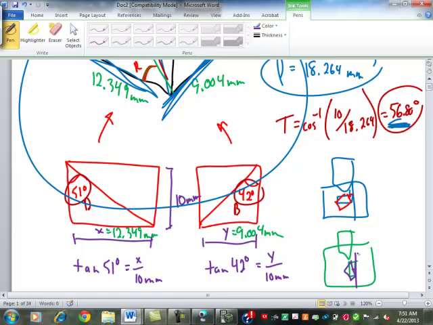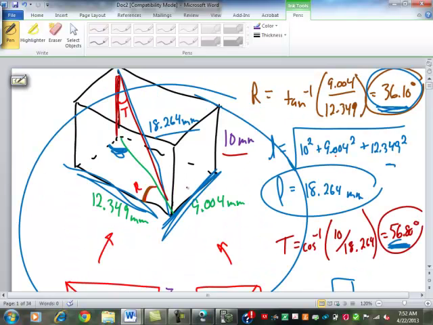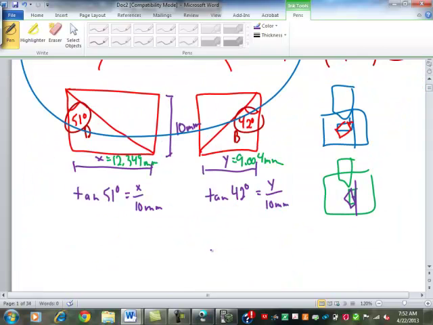Either way it'll work. It's just that the two angles of rotation will be complements of each other. Either way gives you the exact same angle of tilt. It's just how you set it up, which edge you want to use as your reference edge, whether you want to use this edge or this edge to run your rotation off of.